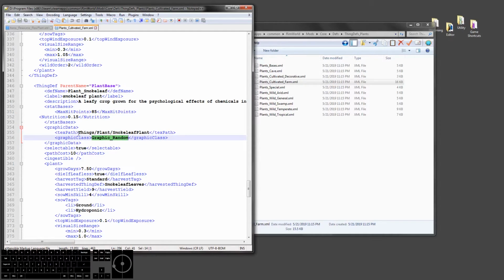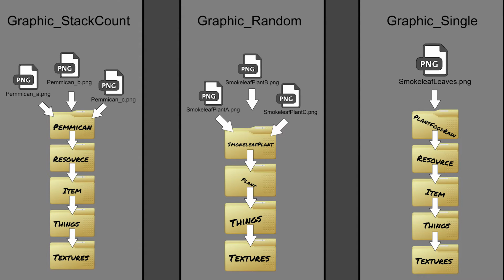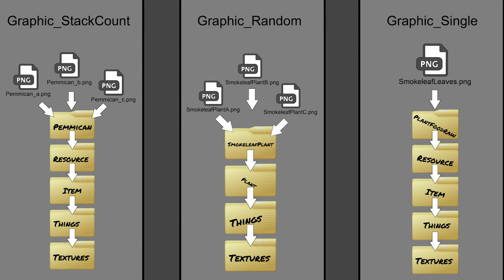And here's our directory. So because this is a graphic random, instead of being an image this time, this last entry is a folder. So in the case of graphic class random or graphic class stacked, the last entry will be a folder because inside that folder, it wants images named the exact same name, but with either a capital A, B, C, D at the end or a lowercase a, b, c with a hyphen at the end. As you can see in my demonstration video here, I have the hyphen version. Smokeleaf plant does not want the hyphen version. It wants the capital A after smokeleaf plant.